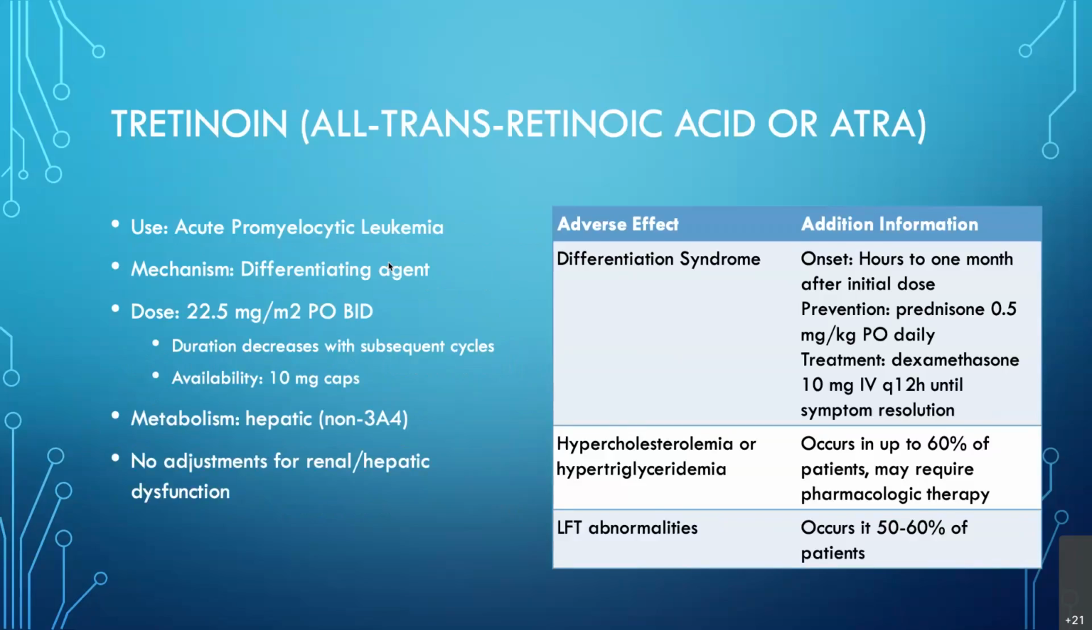And so this is used in APML, given twice daily. Notably, it's only available in 10 milligram caps. So if we have a 2 meter squared BSA patient, they are taking about 10 caps per day, so sizable pill burden. Hepatic metabolism with no adjustments for renal dysfunction. And so the unique thing about this agent's differentiation syndrome is that it's a lot earlier than what we think for our IDH inhibitors. So it can be as soon as an hour, but usually within a few days rather than that like 1 month time frame.